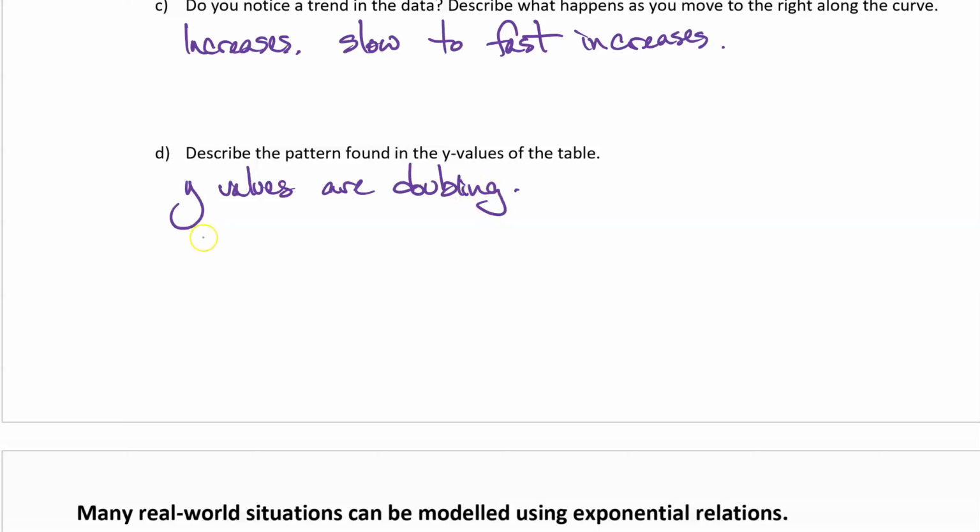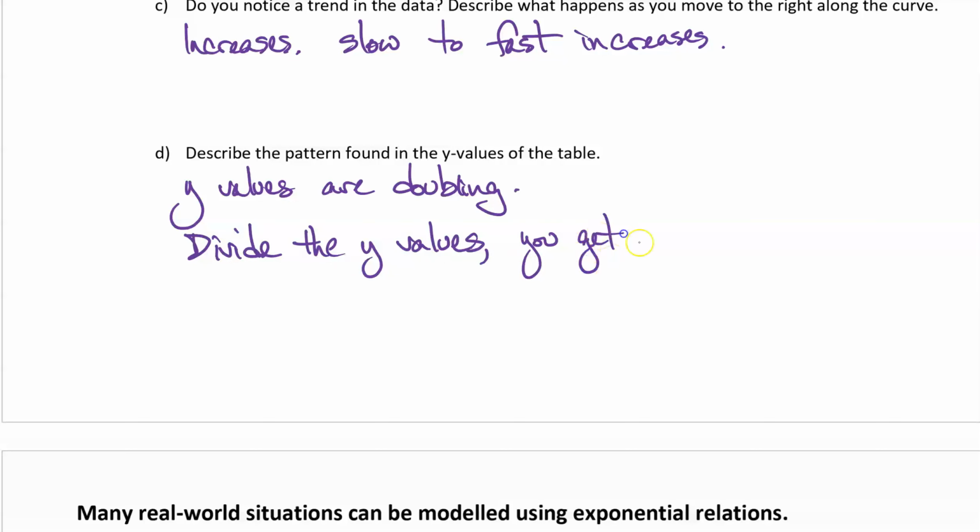And here's another thing I could tell you, that if you divide the y values, you get a constant factor. Okay, if you divide the y values, you'll get a constant factor. If they're doubling all the time, then if you divide all those y values, 128 divided by 64, you get 2. 64 divided by 32, you get 2. You get a constant factor.